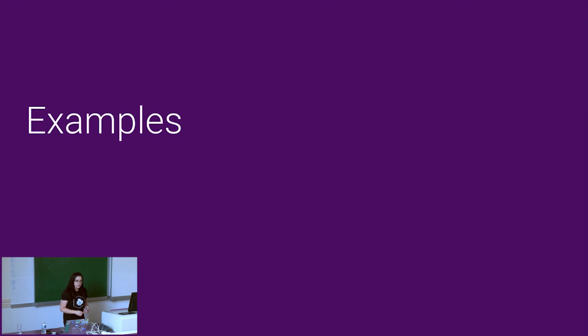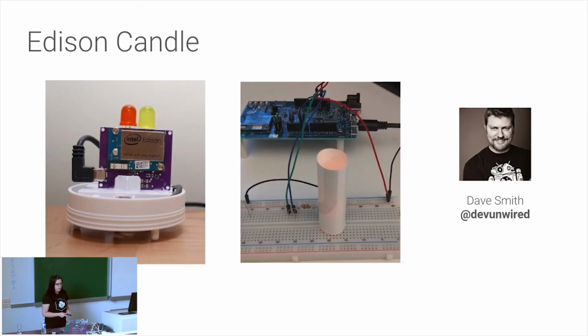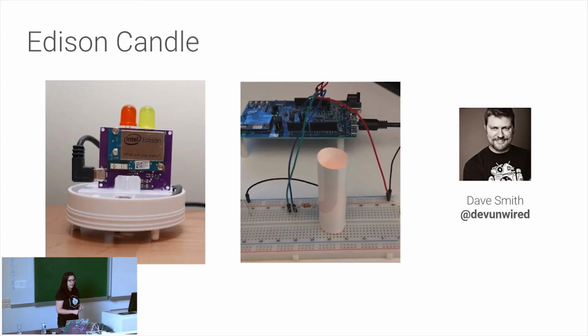So I want to quickly touch on a few examples of where Android Things has been used in the community and some cool things that you can have a look at. The first one is the Edison Candle, and this one is built by Dave Smith, who is the developer advocate at Google for IoT. And this example is basically just two LEDs that use some Android animations to make it look like a candle flickering, okay? So you might think, oh, that's so boring, why would I do something like that?